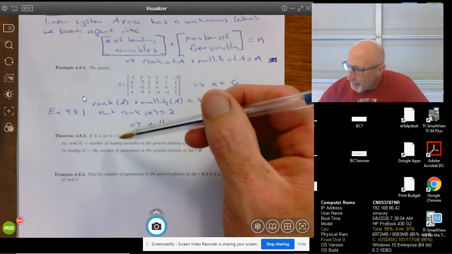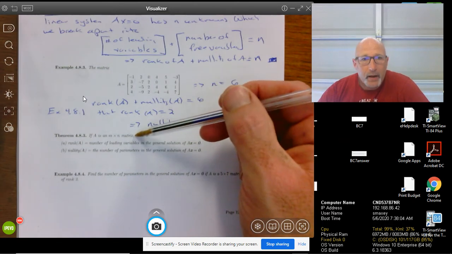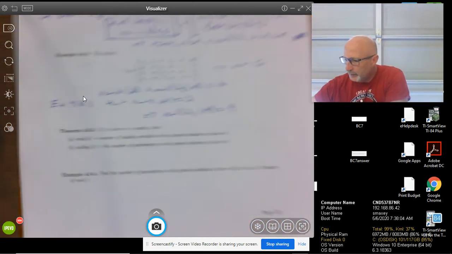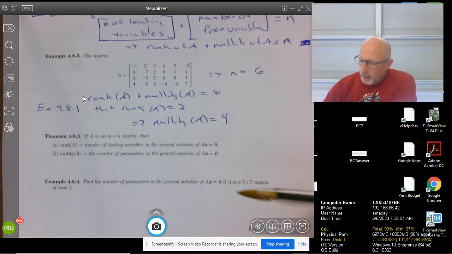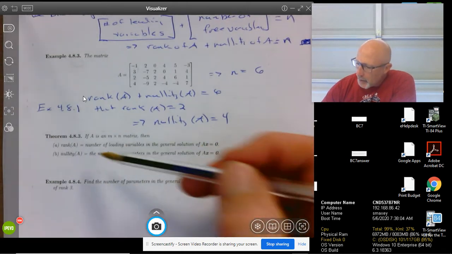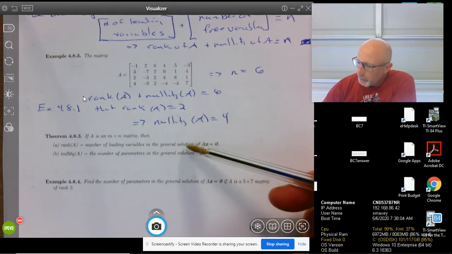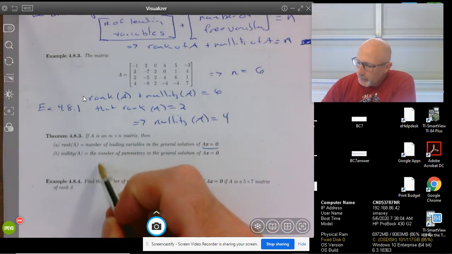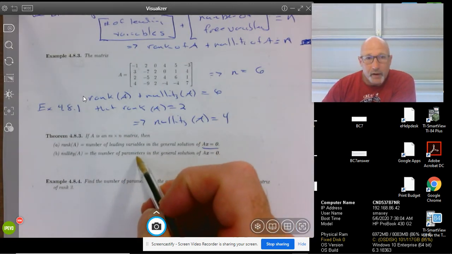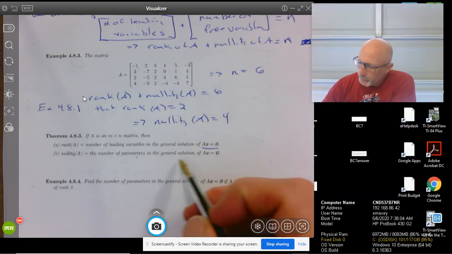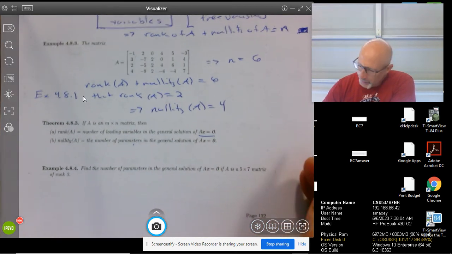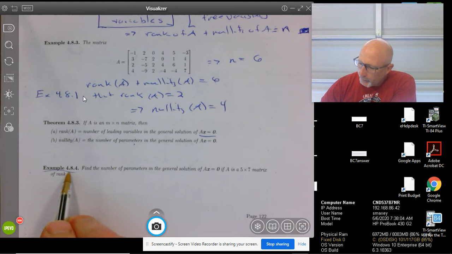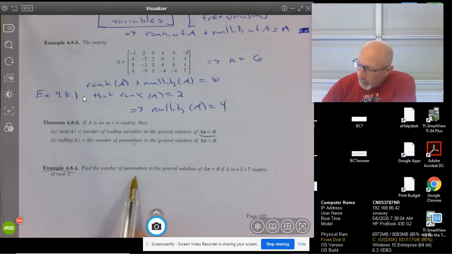Theorem 4.8.3. If A is an m by n matrix, m rows, n columns, then the rank of A is the number of leading variables in the general solution of AX equal to 0. And the nullity of A is the number of parameters, free variables, in the general solution of AX equal to 0.